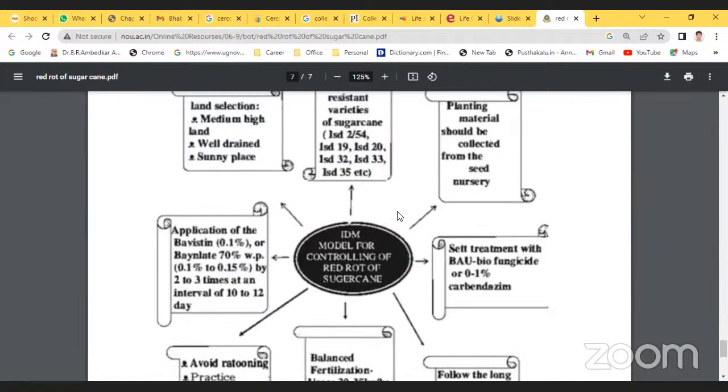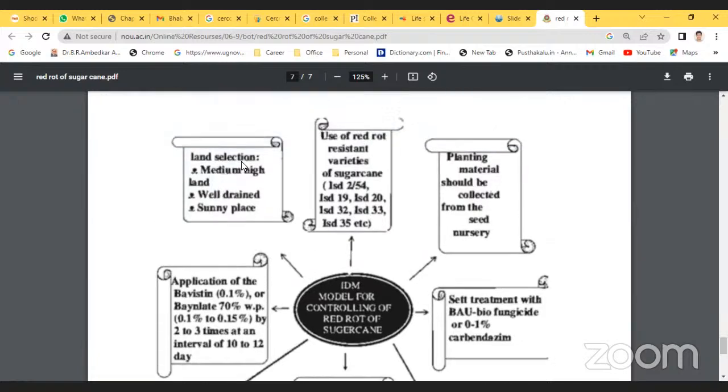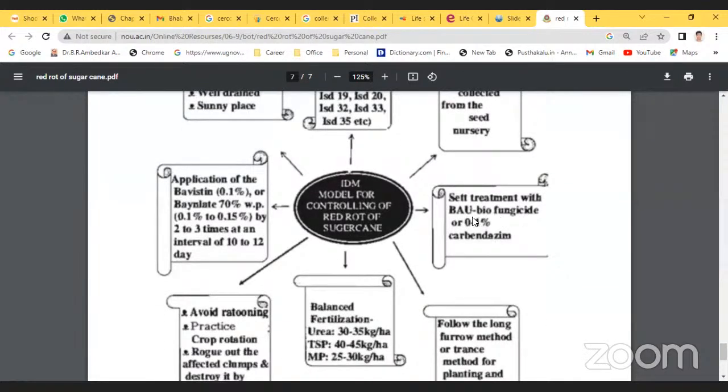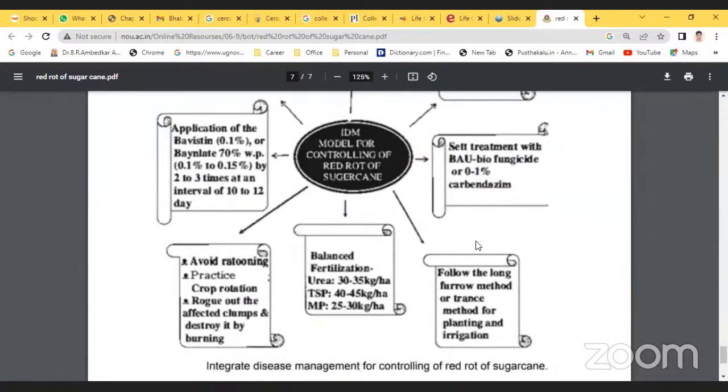So these are some of the control measures for controlling red rot of sugarcane: the application of Bavistin. These are some pesticides. Land selection: medium high land, well drained, sunny place, and use of red rot resistant varieties of sugarcane. These are the varieties of sugarcane. The planting material should be collected from the seed nursery. Treatment with the fungicide carbendazim at 0.1 percent.